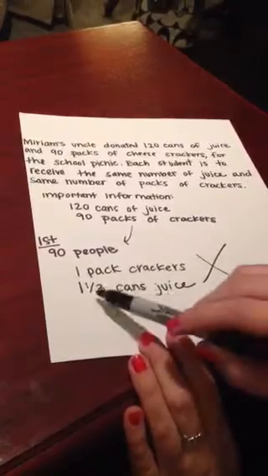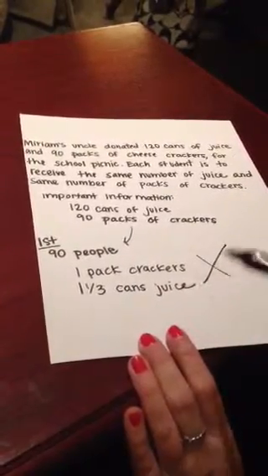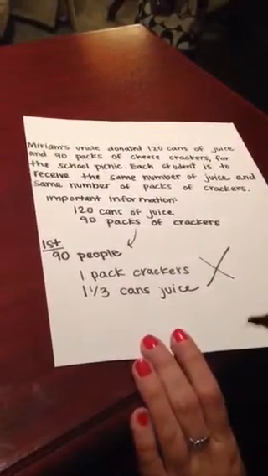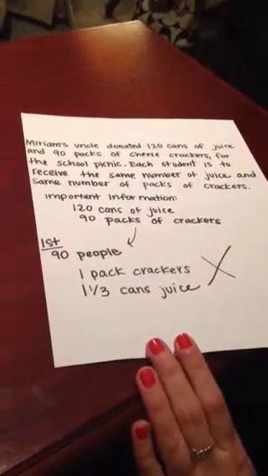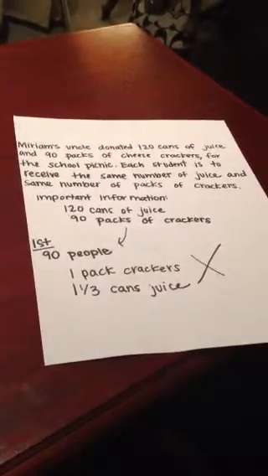The student knew that if each person gets 1 1/3 cans of juice, then that is not going to work because the student can't share a can of juice. It needs to be an equal number. They can't share the food equally and get 1 1/3 cans of juice. The student then wrote down second, 30 people. I believe the student chose 30 because that's a number that divides equally into 120 and 90.